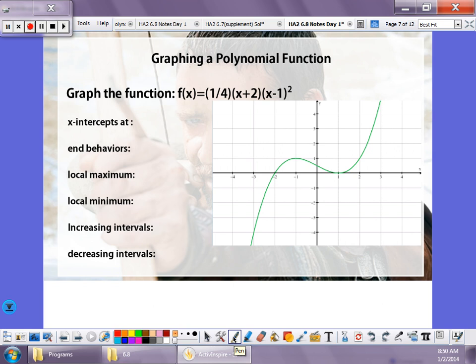All right, your zeros, your x-intercepts, are where it crosses the x-axis. So if you're given the graph, you can just look and see. It's x equals -2 and 1. Okay? If you were not given the graph here, you could easily find them by setting this equal to 0 and solving. All right?